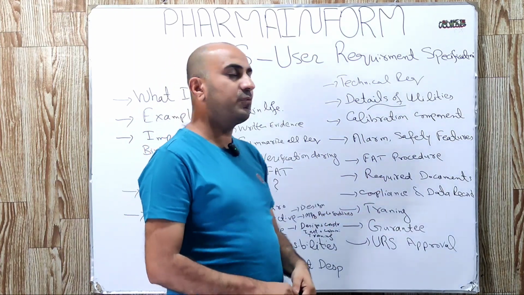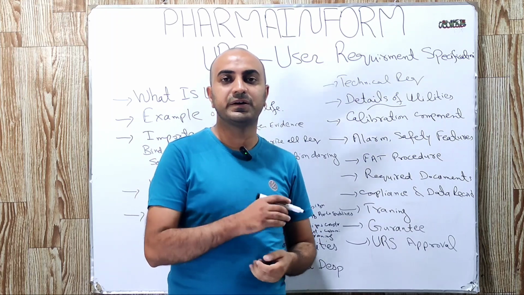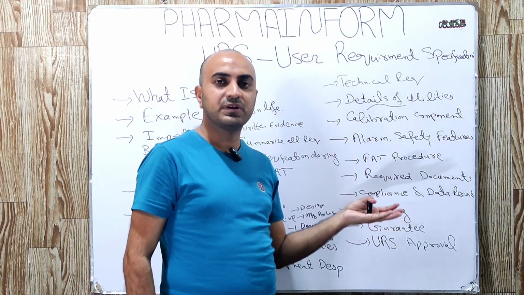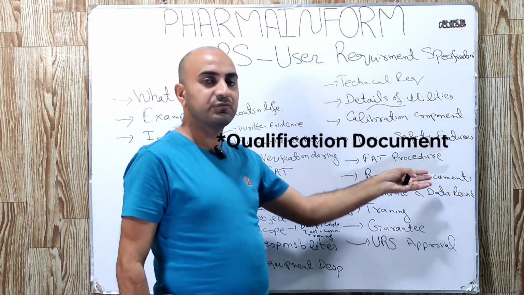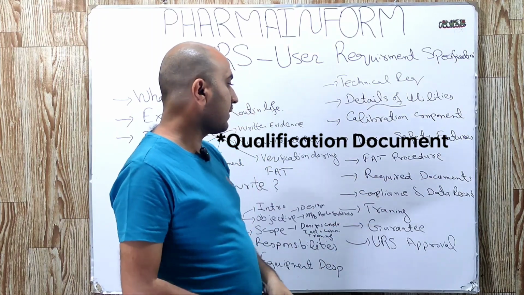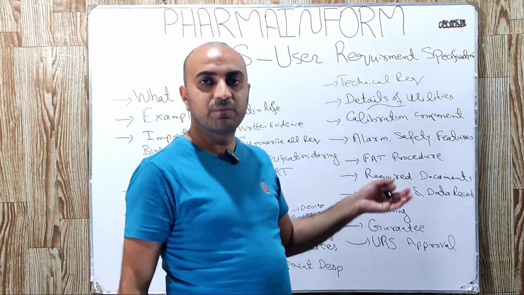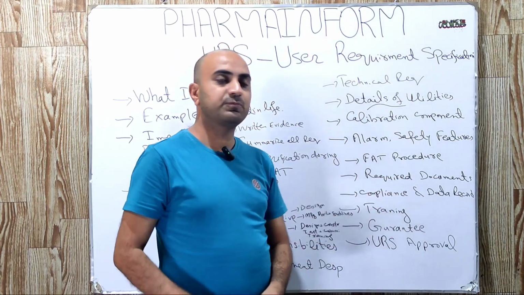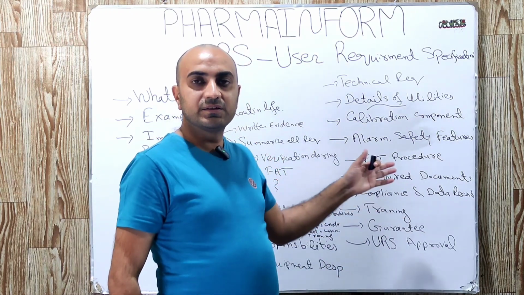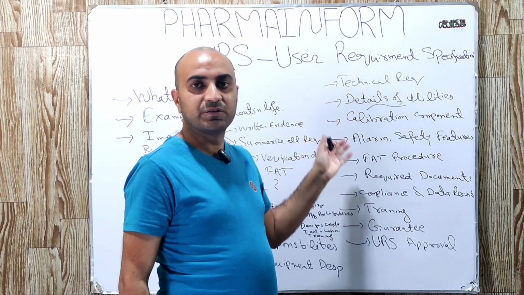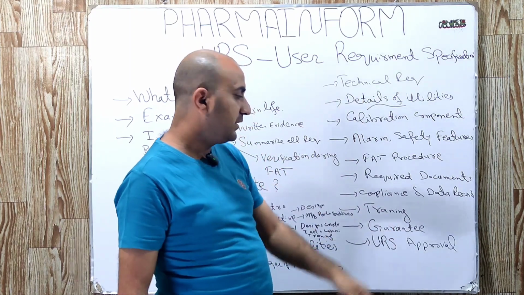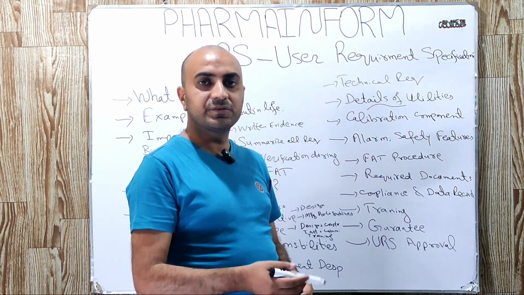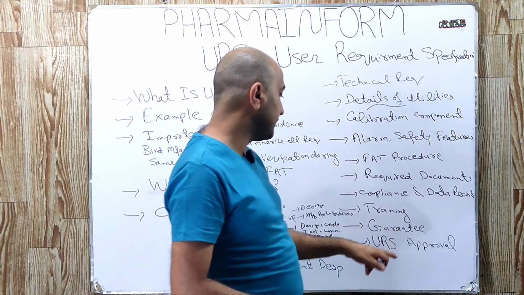The next one is the required documents. Which type of documents are required by the client from the manufacturer, like installation, qualification, performance, equipment documents and various manuals of the equipment. The next one is compliance and data records, meaning which type of compliance regarding data integrity you need is mentioned in this portion. In the next portion you mention the training which will be provided by the manufacturer to the staff. The next one is the guarantee. In this portion we mention the number of years for the guarantee.